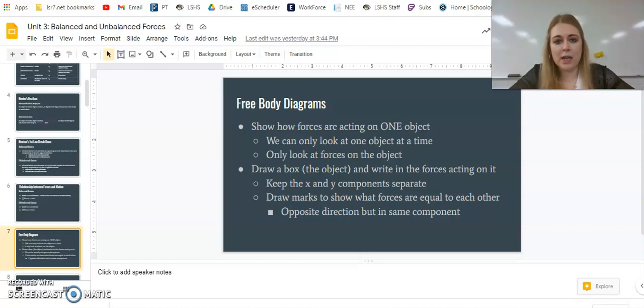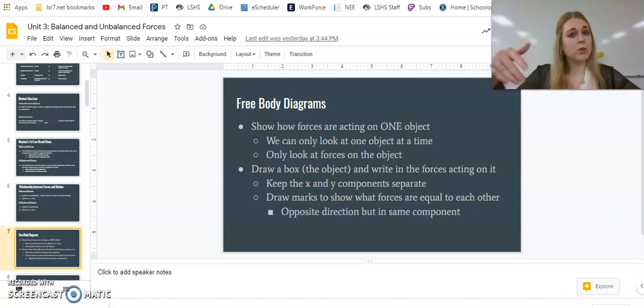Today we're going to be talking about free body diagrams and also Newton's third law. A free body diagram shows forces that are acting on only one object. Keep that in mind: when we do a force diagram, you can only look at one thing at a time. Sometimes you may want to make multiple force diagrams to understand what the question's asking, but each time you must only be looking at one object at a time. And we'll go through what that means.